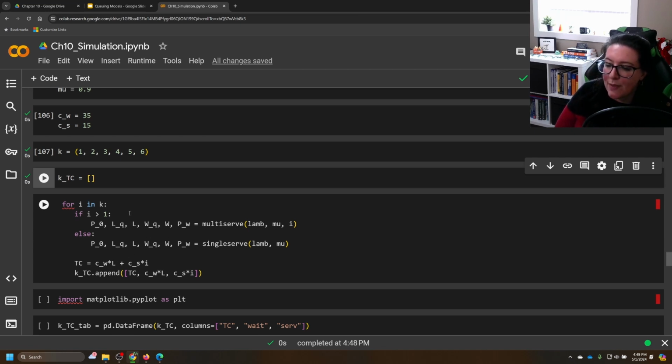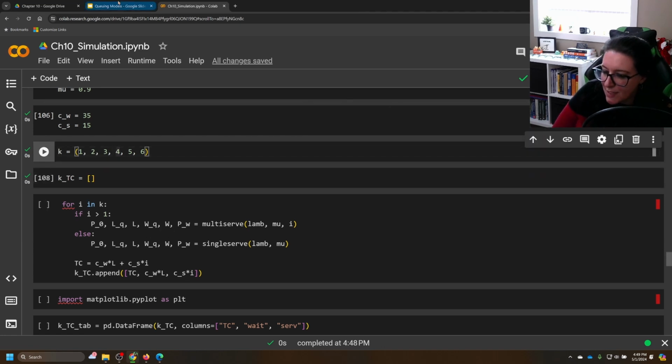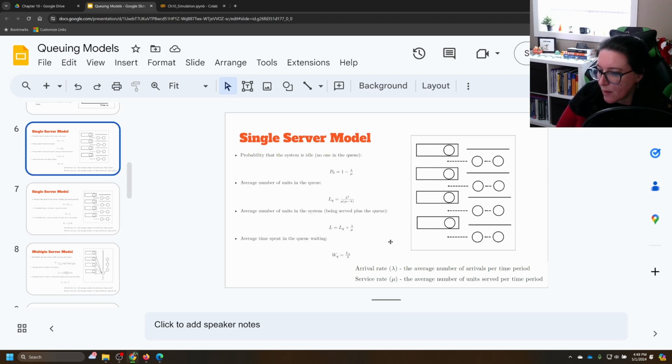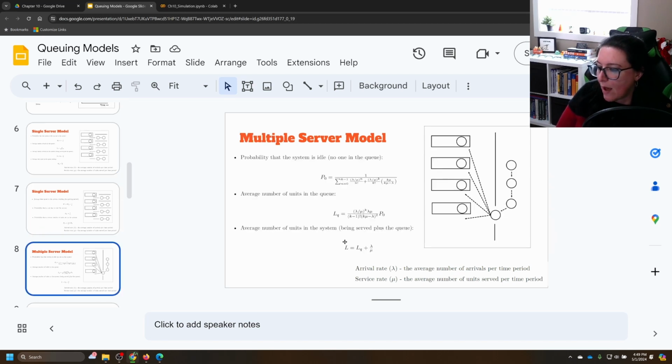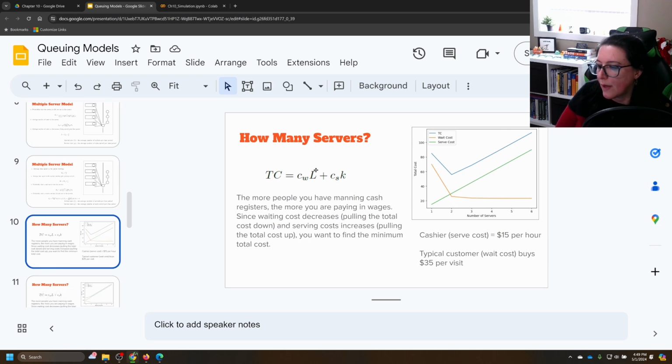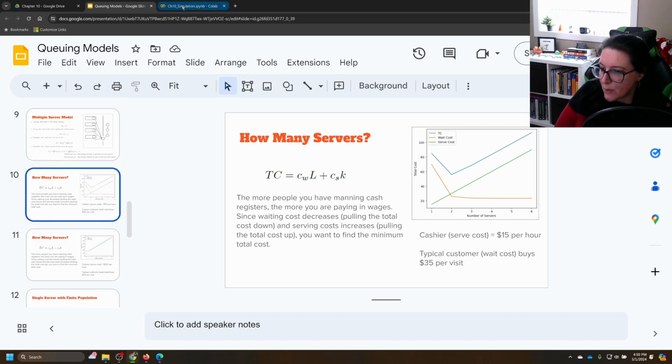And what we need is the L from these. Just to take you back here, with the single serve and multi-serve models, what we need to calculate is the average number of units in the system. That's the L. We're looking at the L, the average number of units in the system, in the single serve model and in our multi-serve model. So we need that L formula. Okay, so here's our L. And then our K is going to be the number of our servers. Okay, so let's go in here.